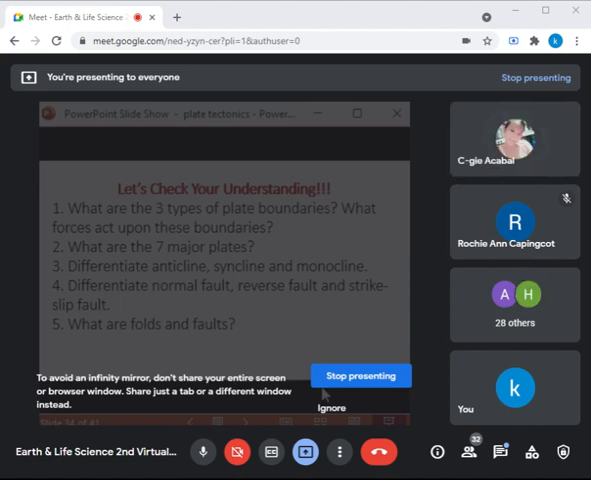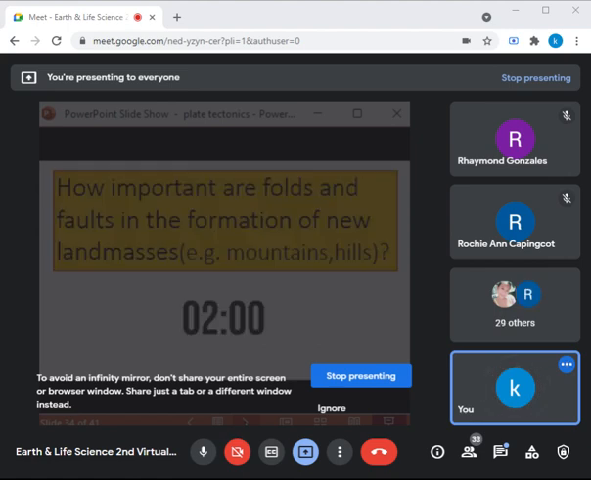Okay, they are actually moving opposite from each other. Okay, very good. And the last will answer is, let's have Raymond Gonzalez. Number five. What are folds and faults? Okay. Okay, very good. Bright mo lagi mo kaayo lagi. Memorize mo dyan ninyo. Okay.